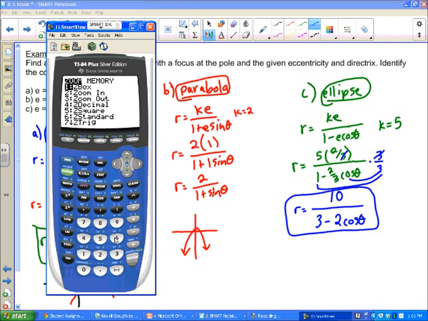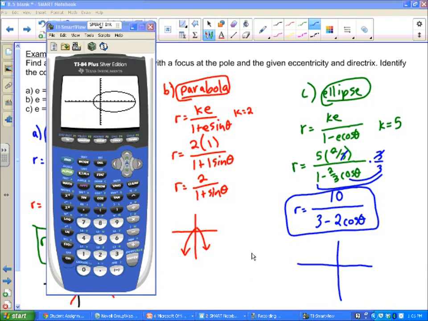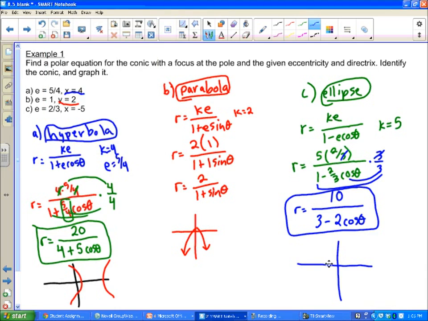I'm going to go ahead and zoom standard. And it just barely fits on there, but that works for me. Let's graph this ellipse. What did it look like again? There's our ellipse.